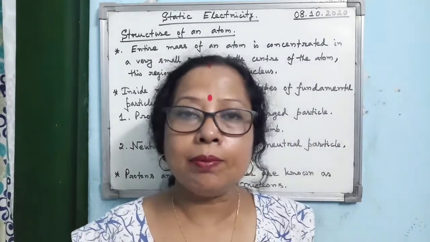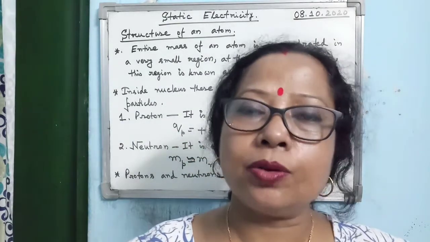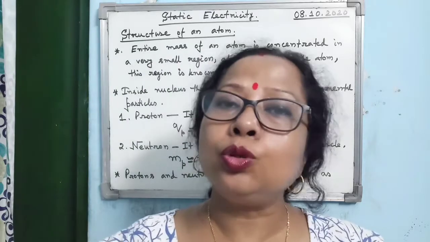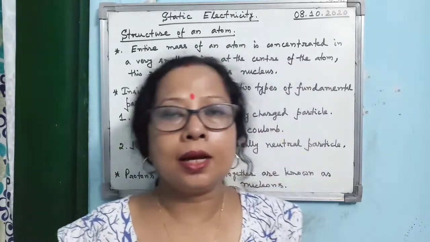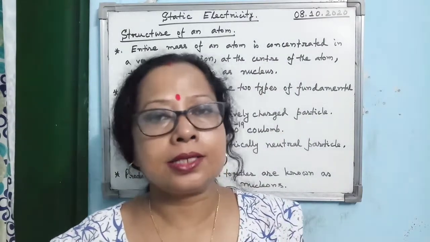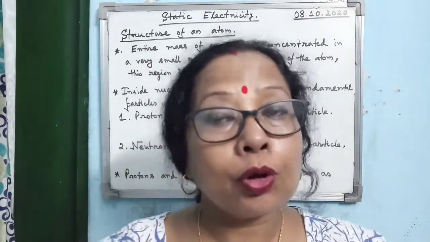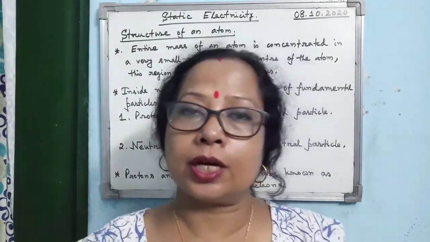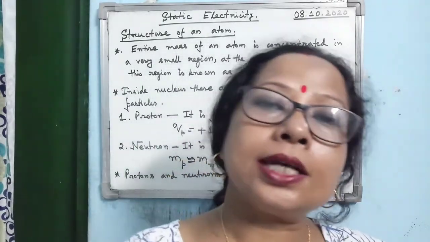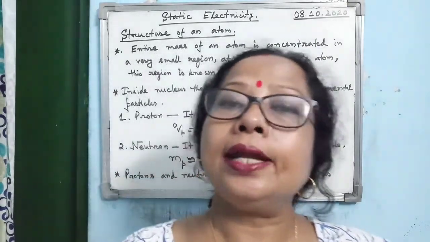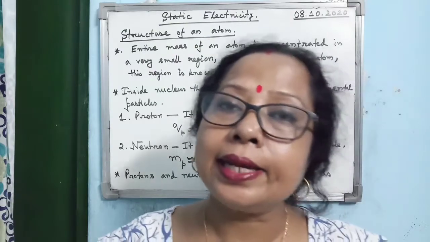What is its name? Nucleus. Inside the nucleus, there are two types of fundamental particles. The first kind of fundamental particle is known as the proton. Protons are positively charged particles. They carry positive charge. And what is the charge of one proton? Plus 1.6 times 10 to the power minus 19 coulomb.